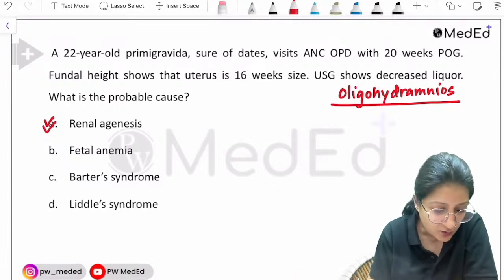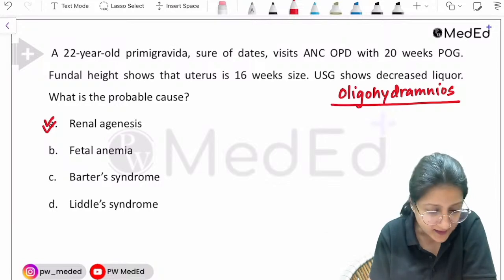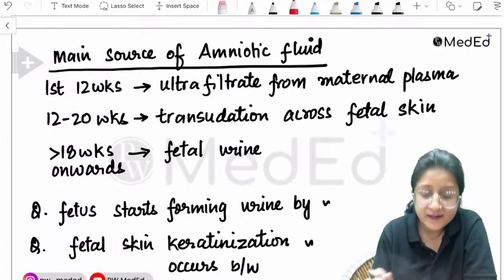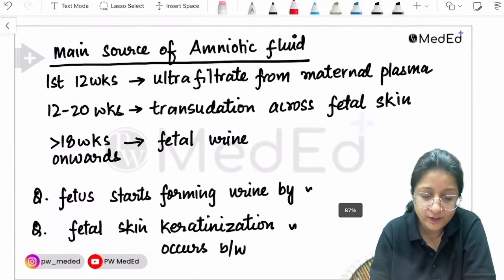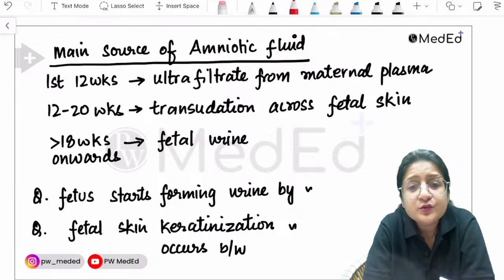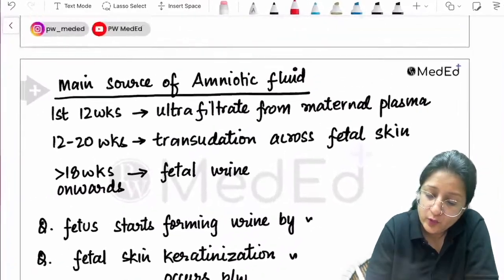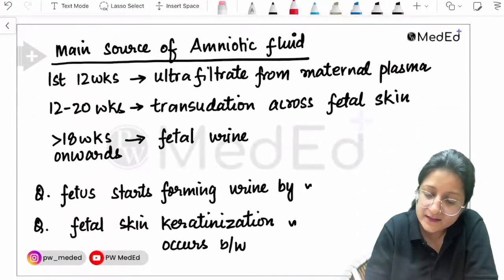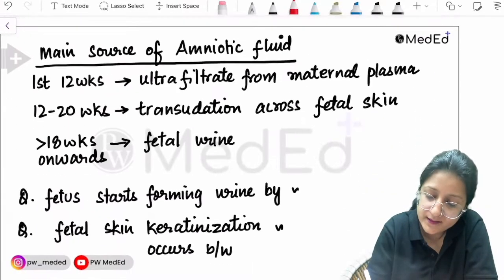All right. So Potter's syndrome, you are saying. We're going to come to Potter's as well. First of all, let us highlight the important pointers. We're going to talk about all the points that you're mentioning one by one as well. So the main source of amniotic fluid, broadly, please remember, is the fetus itself.